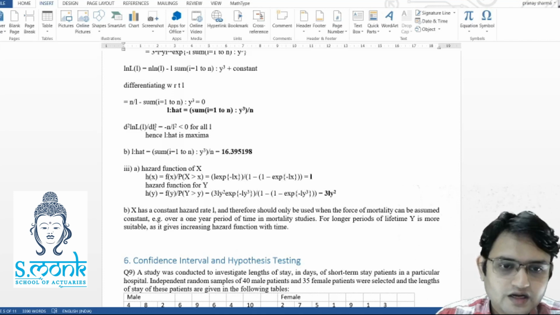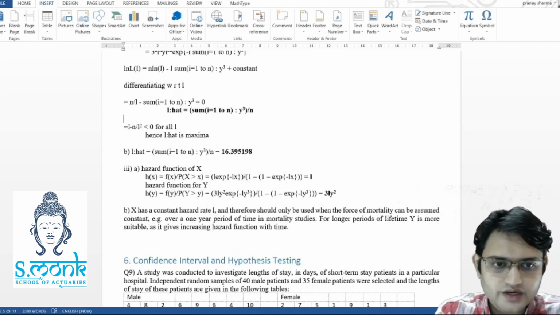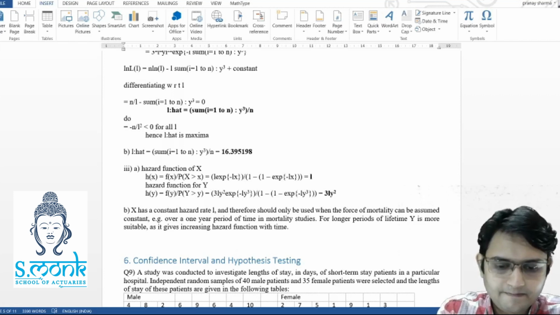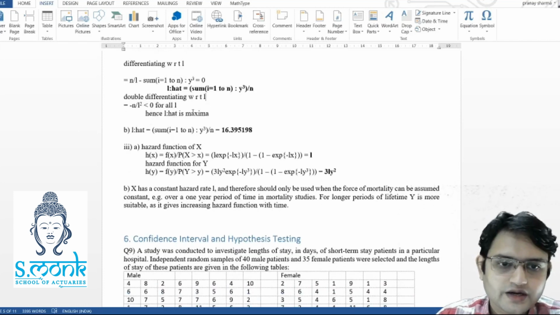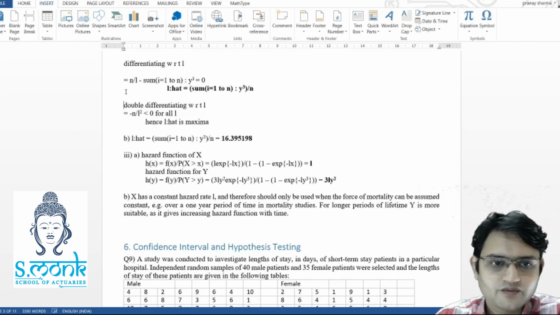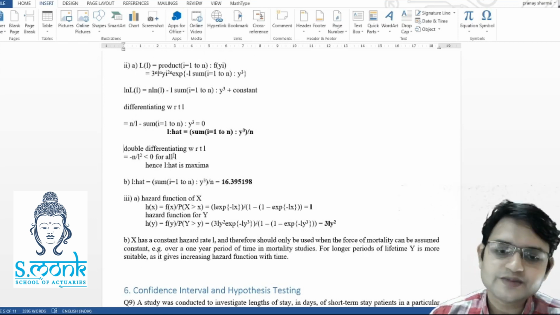Then here you can write double differentiating with respect to L, and this is how you can write. So you can explain your step instead of writing the symbols as well.